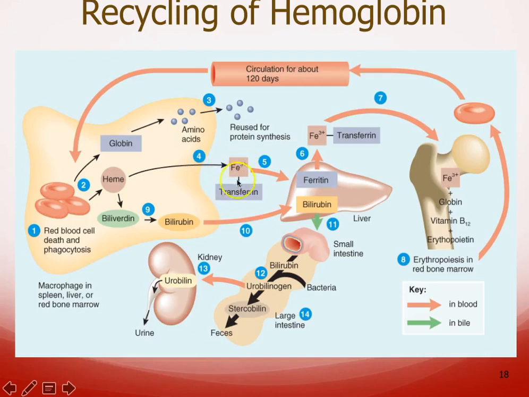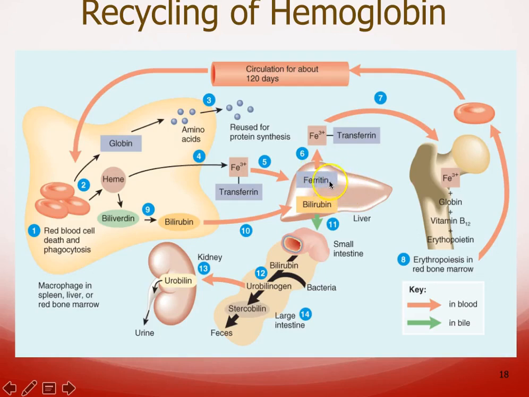It's almost always bound to some other type of protein. So in this case, the heme, when we take the iron out of it, is going to be immediately bound to something called transferrin. And that transferrin is going to help transport the iron to other body parts, particularly the liver. You may have heard that the liver is an iron-rich organ, and it is. And then in the liver, it is stored, again bound to a protein, as ferritin.